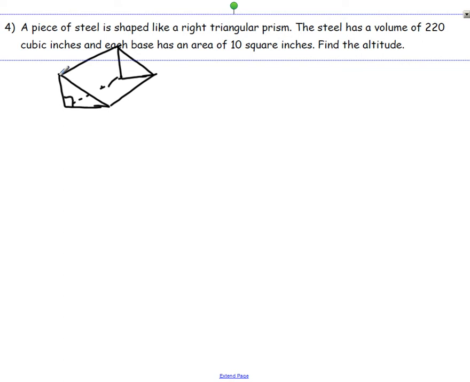Alright, the steel has a volume of 220, so we can say V equals 220. Each base has an area of 10. What do we use to represent area of the base? Big B, thank you. So the area of the base is 10. And then it says find the altitude. What do we think it means when it says altitude? If you think of a plane, altitude is how high it is in the air. So altitude just means height. That's what we want to know.